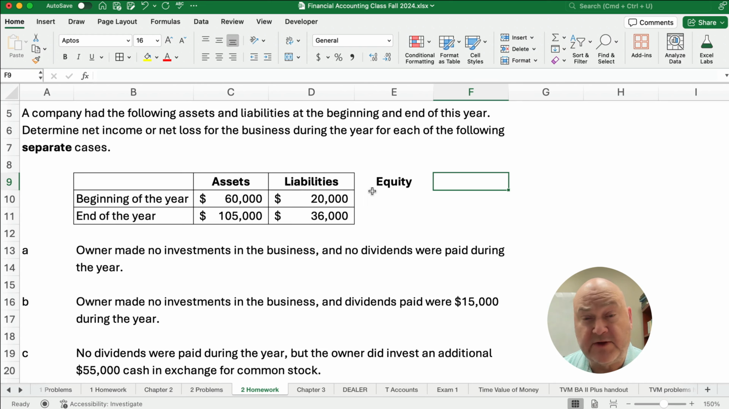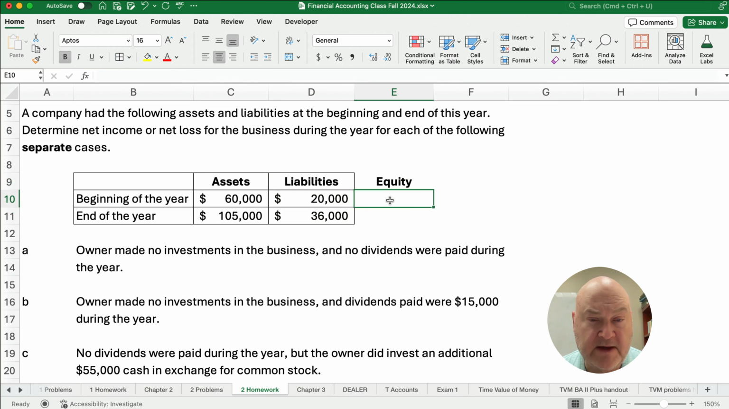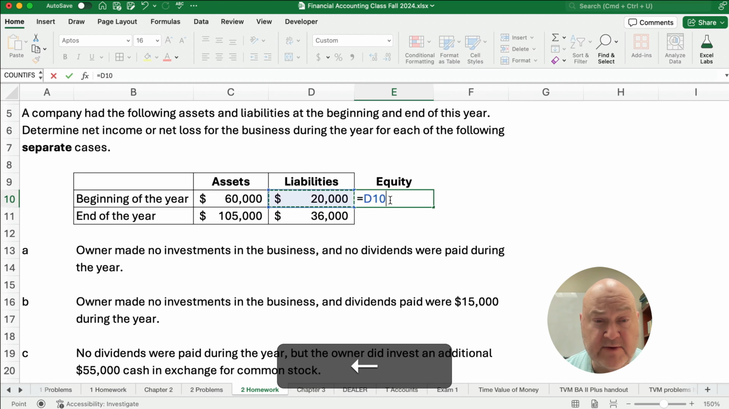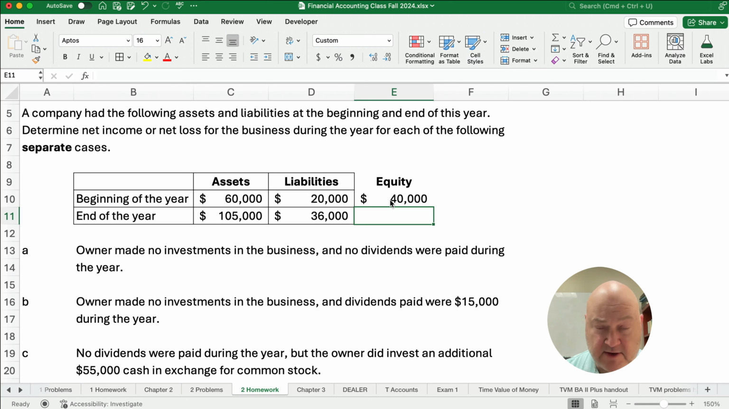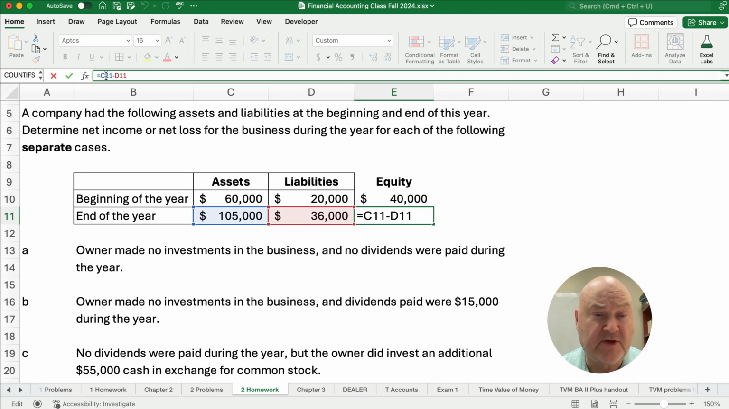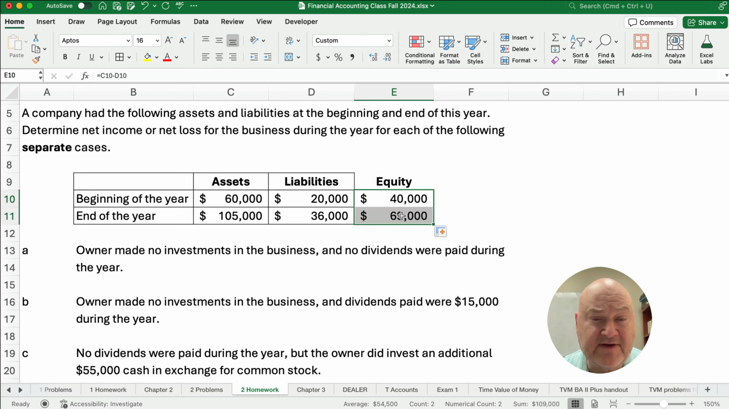Now, we know assets and liabilities. We don't know equity, but remember, we know the accounting equation. The accounting equation says assets right here have to equal the total of liabilities and equity. So what would equity be? Well, at the beginning of the year, it'd be 60 minus the 20, that'd be 40,000. At the end of the year, I can just copy this down because it's the same formula, right? I'm taking the 105 minus the 36, and that equals 69,000. So equity has grown in this year from 40 to 69. It's increased by 29,000.